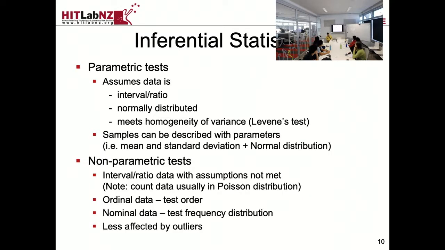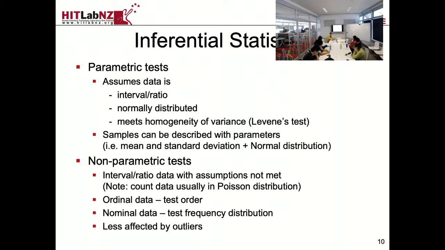In inferential statistics, there are two ways. One is the parametric test and the other is the non-parametric test. The parametric test has some assumptions: the data is interval or ratio data, including real numbers or floating numbers, and there is a ratio. The parametric test also assumes that the shape is normally distributed, and that we already know the mean value and the variance.